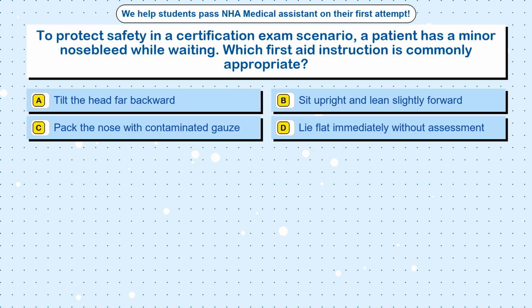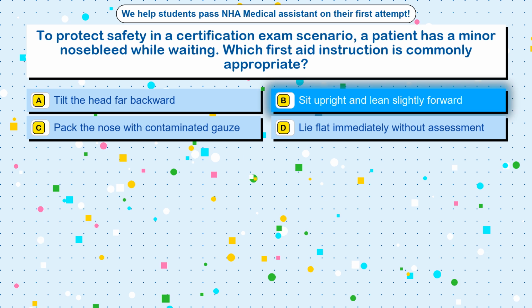Question 20. To protect safety in a certification exam scenario, a patient has a minor nosebleed while waiting. Which first aid instruction is commonly appropriate? Option A, tilt the head far backward. Option B, sit upright and lean slightly forward. Option C, pack the nose with contaminated gauze. Option D, lie flat immediately without assessment. The correct answer is option B.